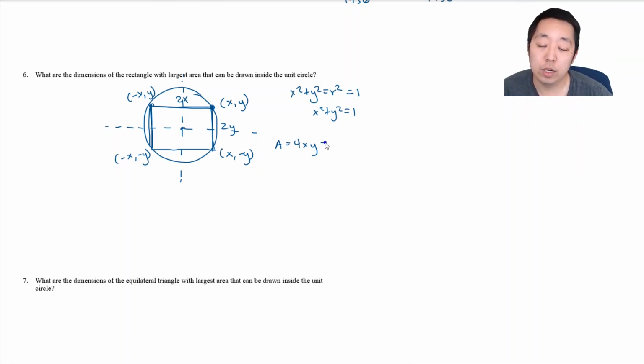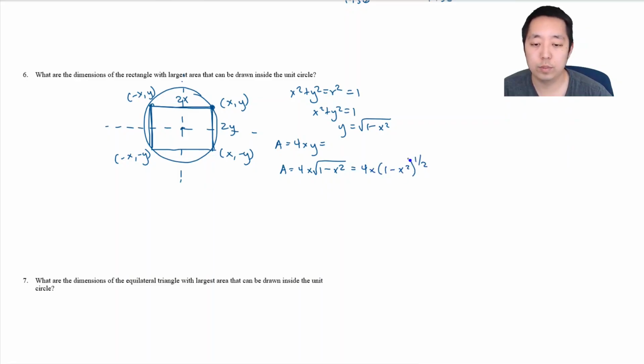Okay, and so I can solve for y. y is equal to square root of 1 minus x squared and plug that into here. So the area is equal to 4 times x times square root of 1 minus x squared. And just to write it in power form, or exponent form like that, so we can do the derivative properly. And so the derivative is equal to 0.